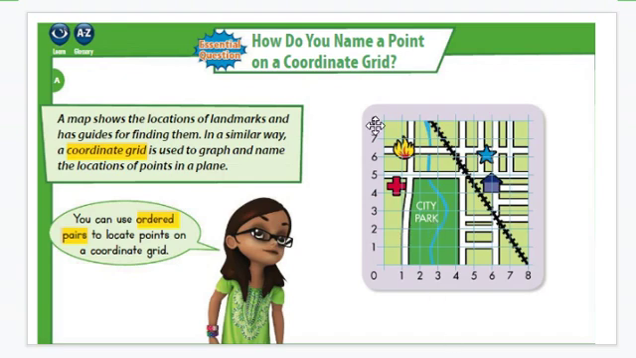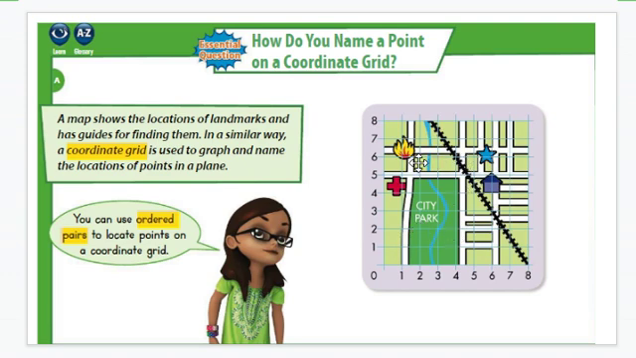Hey guys, today we are going to learn about coordinate grids. This is what we're going to be learning about for the next week or two. This example right here shows a map, and maps show locations of landmarks and have guides for finding them.